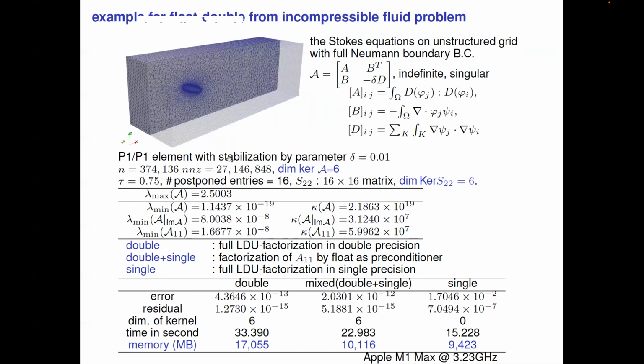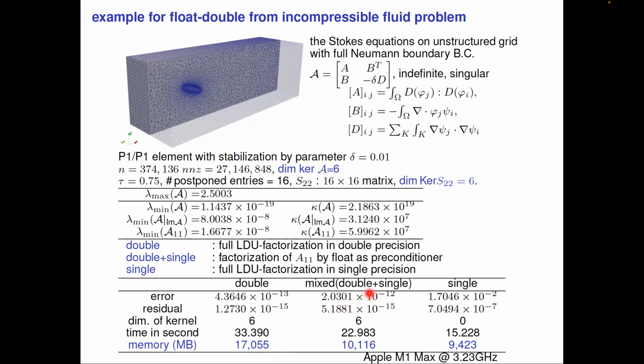So here the condition number is in total 10 to the power 19 because of the 6 null pivots. But the actual condition number is 10 to the power 7 due to the double precision. With double precision, my solver can find that the 6 rigid body modes are detected, and the computation time is 33 seconds, and 17 gigabytes of memory were used.